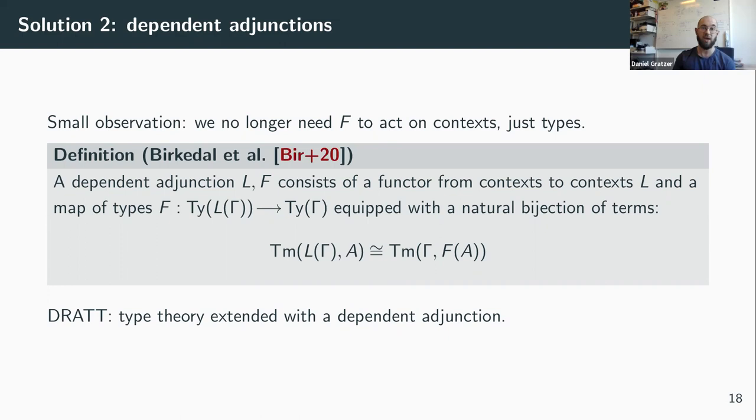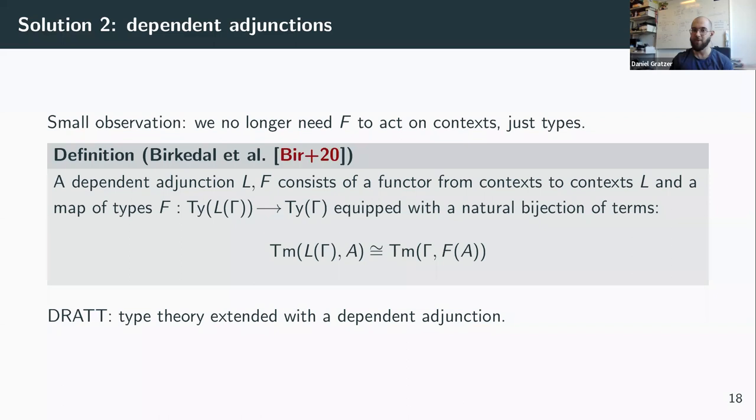So a dependent adjunction on a model of type theory consists of a functor on the category of context L, and then a map on types, which sends a type in context L gamma to a type in context gamma. And we require that it comes equipped with a natural bijection that I've written here, which expresses exactly the introduction and elimination rules that I was describing.